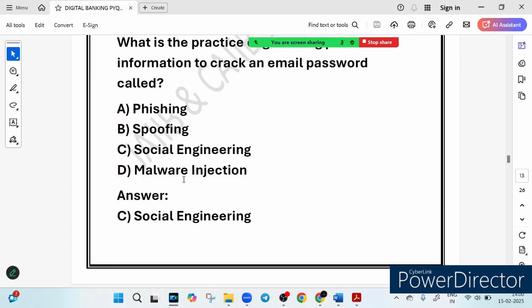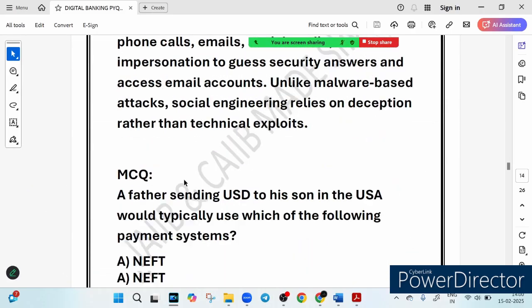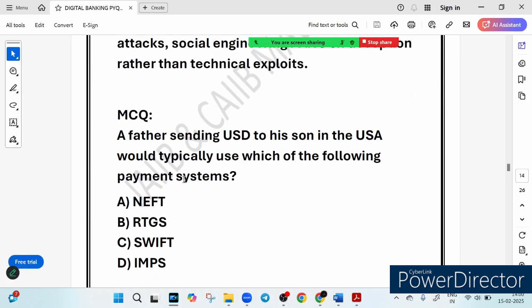The next question which was asked in the examination was: a father sending USD to his son in USA would typically use which of the following payment systems? Is it NEFT, RTGS, SWIFT or IMPS? NEFT is an electronic fund transfer used within India, so option A is incorrect. Option B is RTGS. This is also within India, so this is also incorrect. SWIFT is the correct answer.